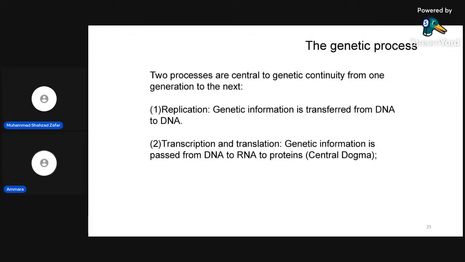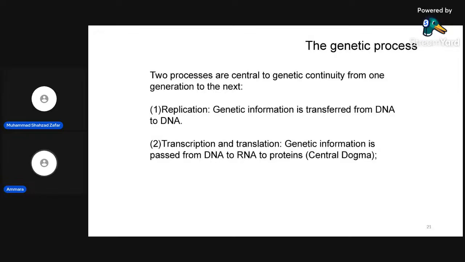So we were discussing the central dogma, which is involved in genetic continuity, either within one generation or from one generation to the next. Two processes are involved in the central dogma. The first one is replication, which we have discussed. Genetic information is transferred from DNA to DNA. From one DNA, we can prepare two copies by using the replication process.